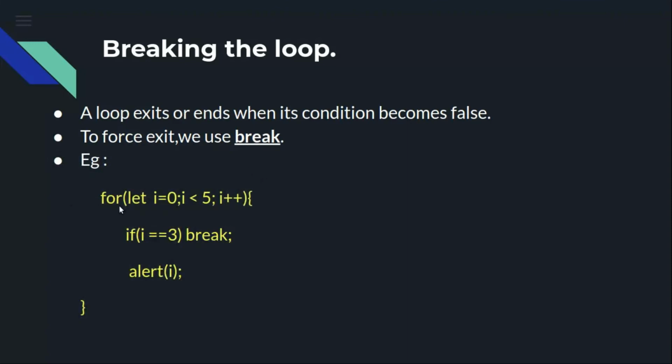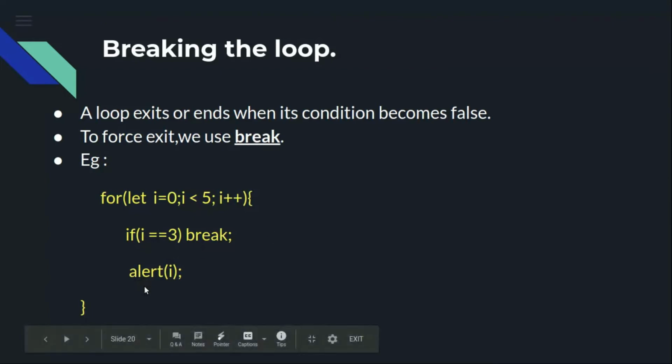Here you can see the for loop is running. For let i equals 0, i is less than 5, i plus plus. So I have the begin, the condition, and the step function here. And inside the curly braces, what I have written is, if i is equal to 3, if the value of i is 3, then it will break. What does this break mean? Break will just come out of this loop and start executing all the statements after the curly braces. The remaining lines of the loop will not run.